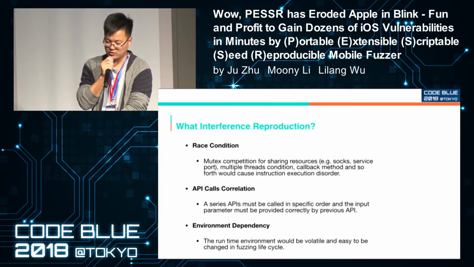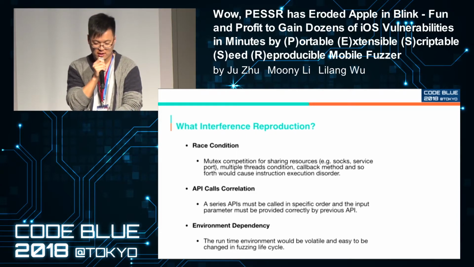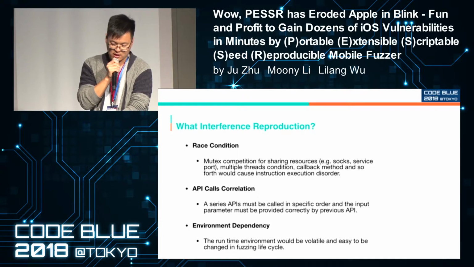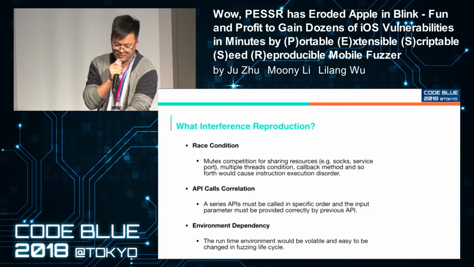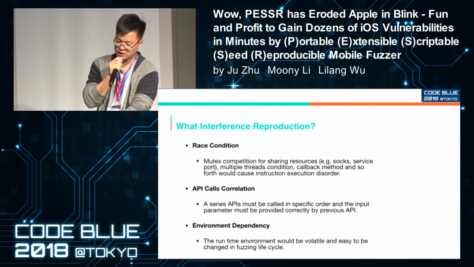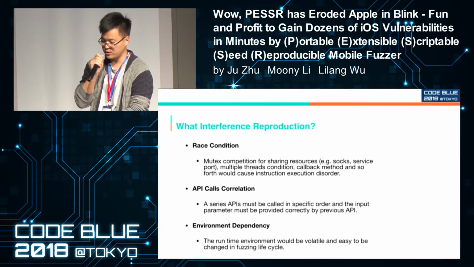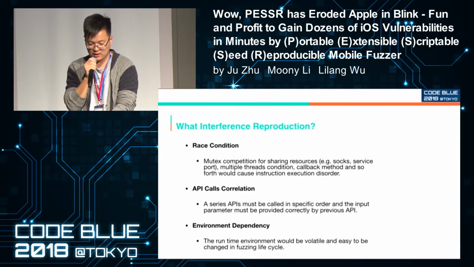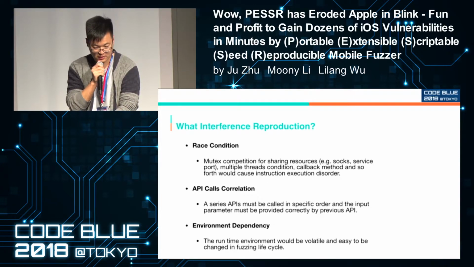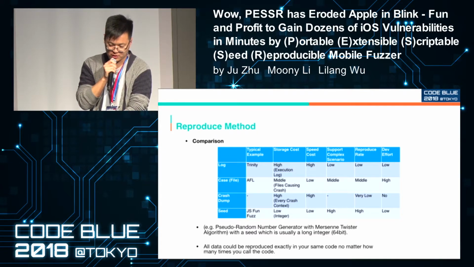There are many interference factors that make crash reproduction harder, including race condition, API call correlation, and environment dependency. For example, if the vulnerability is triggered by a series of APIs called in a specific order, it's difficult for us to determine which is the first API to cause this issue. There are also many methods to reproduce the crash.